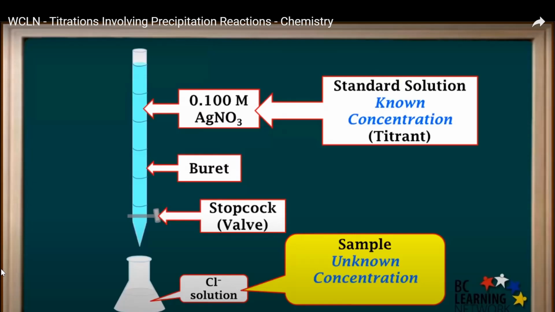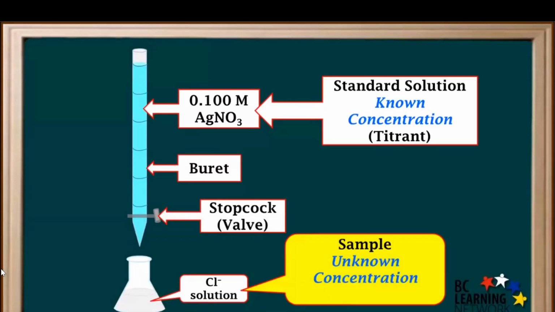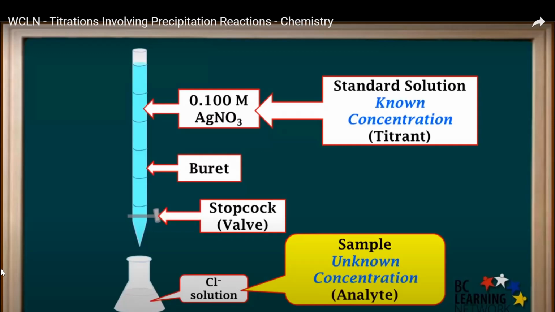Okay, so the solution in the flask is called the sample, and it has an unknown concentration. Does anyone remember what it's called? It's not the titrant, it is the thing you're analyzing, it's the analyte. It's the solution with the unknown concentration. It can also be called the analyte. Okay, and the reason it's called the analyte is because you are analyzing it.